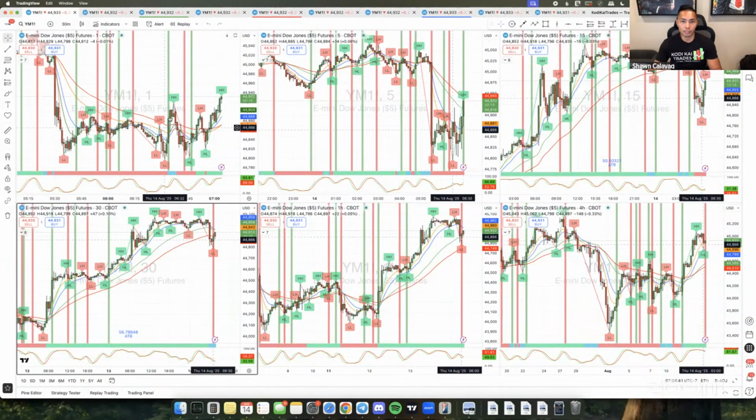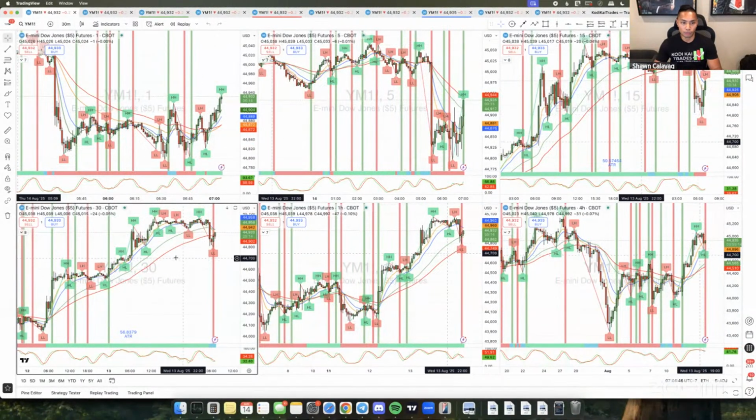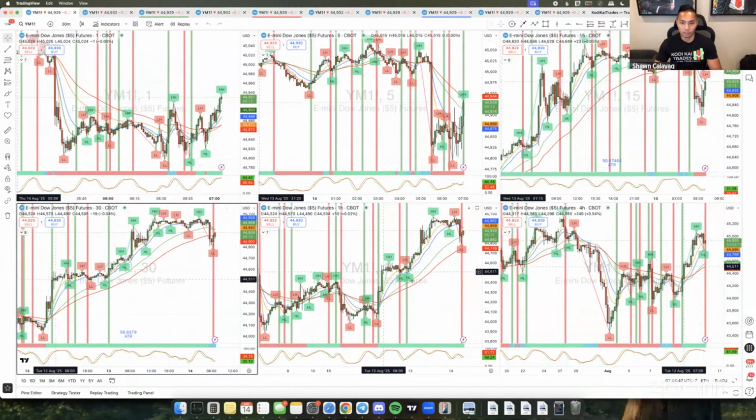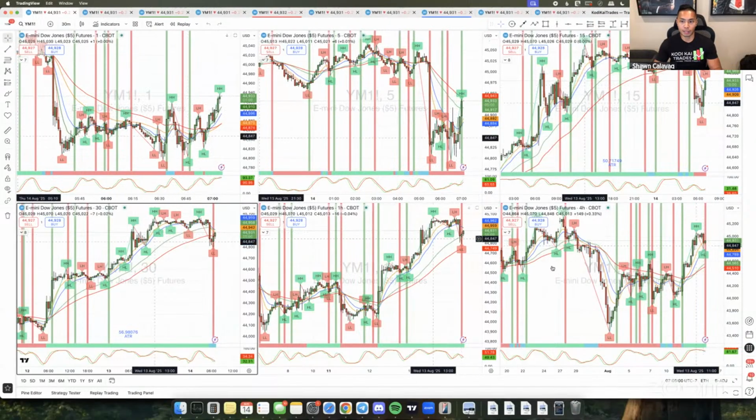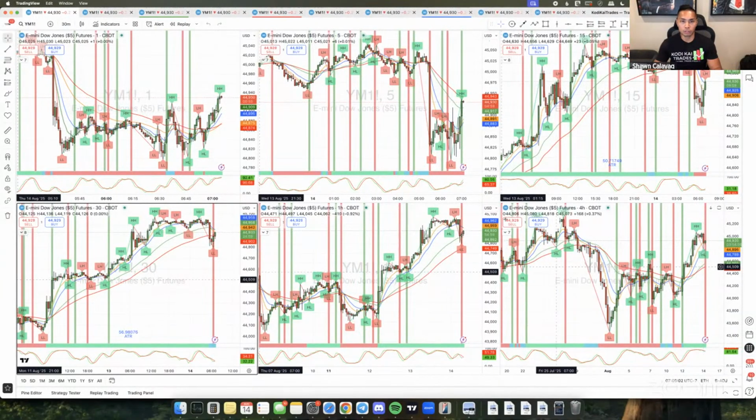But right now, the 1 minute's currently bullish, while the 5 minutes is still bearish, the 15 minutes still bearish, and the 30 minute here is still on the neutral side. 1 hour and 4 hour are bullish. So that being said, the 1 hour and 4 hour are bullish here, while the other time frames are bearish or neutral. So it's pretty mixed.